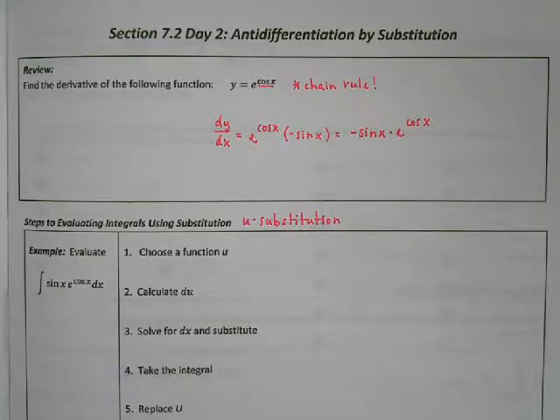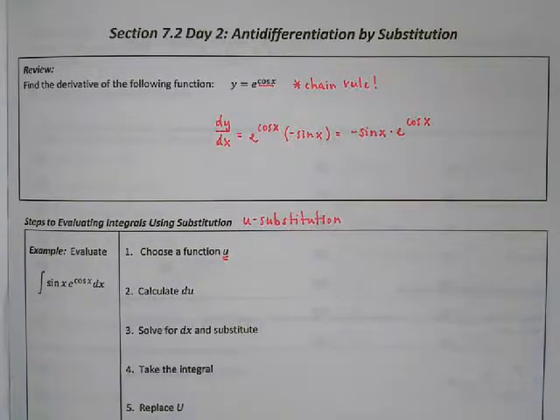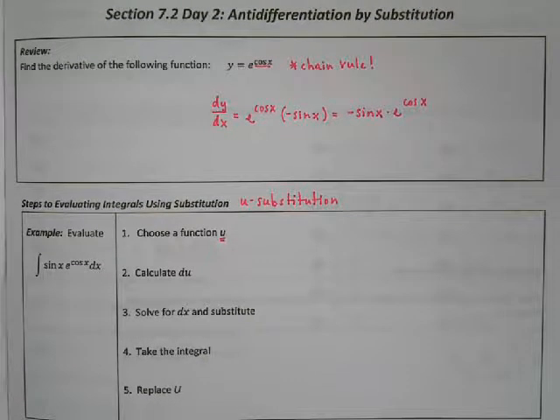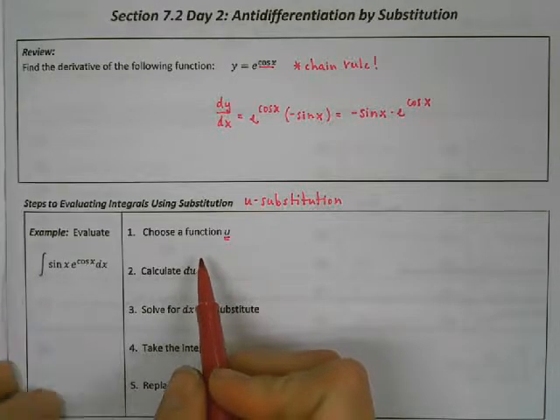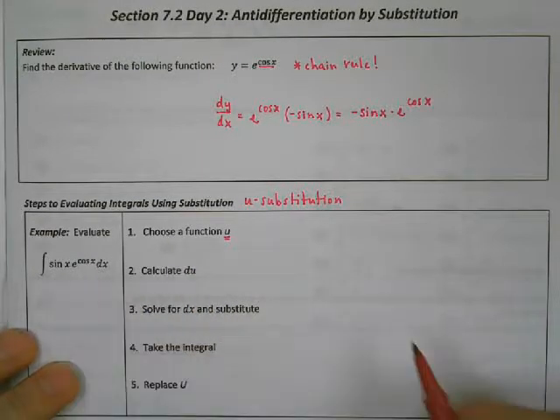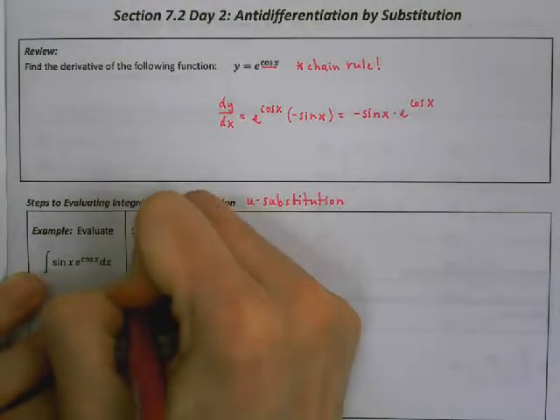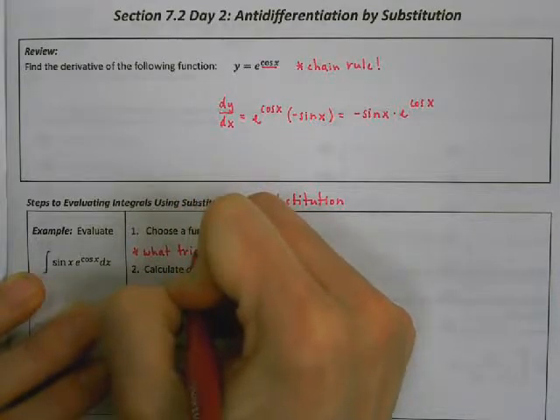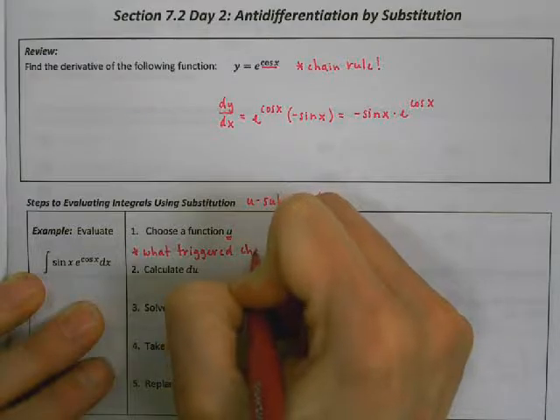So here's what we're going to do when we're using U substitution. Now, with U substitution, we will always use this variable u. That's part of our standard notation when we're doing substitution. So the process is to choose a function u. And the idea here is when we're looking at our function, what we want to ask ourselves is what triggered chain rule.